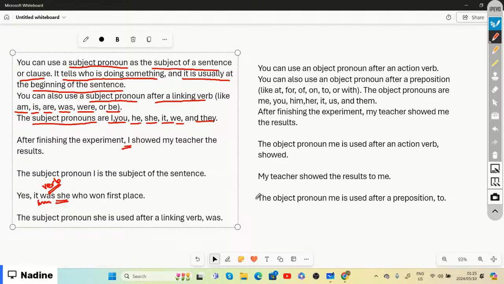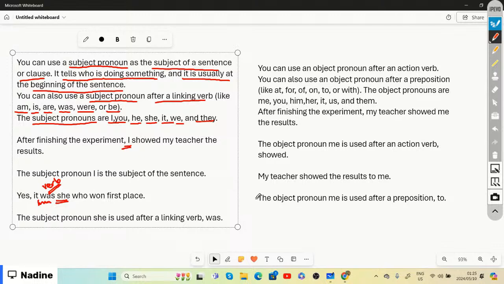All right. So that is a subject pronoun now. A subject pronoun is a subject of a sentence or a subject of the clause. It tells us who is doing something, and it is usually at the beginning of a sentence. A subject pronoun can also be used after a linking verb, like words like am, is, are, was, were, or be. Those are linking verbs, right? And the common subject pronouns are words like I, you, he, she, it, we, or they, right?